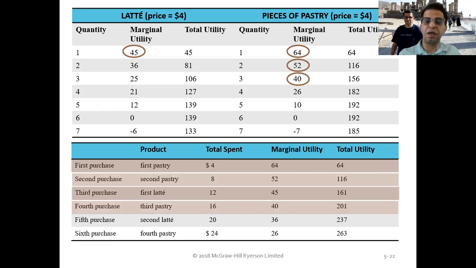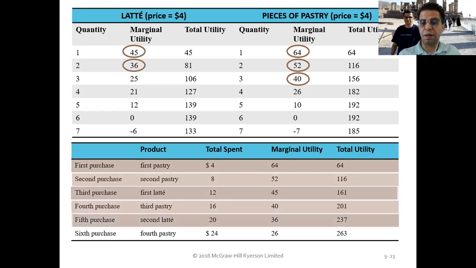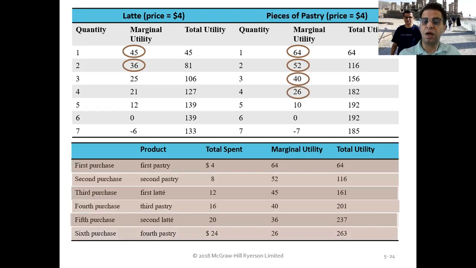Now, if we're still looking to get more satisfaction, if we buy a latte, it's going to give us 36, and if we buy pastry, it'll give us 26. So obviously, we'll select latte. And for the last one, what's remaining is 26 to 25. So we will select the 26, which is more pastry. And that's how we get the highest total utility. So we end up buying 4 units of pastry and 2 lattes.